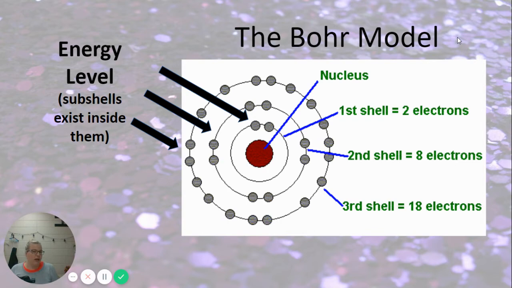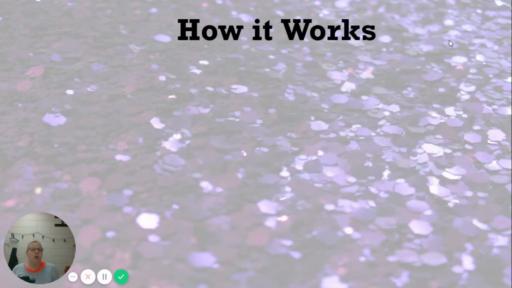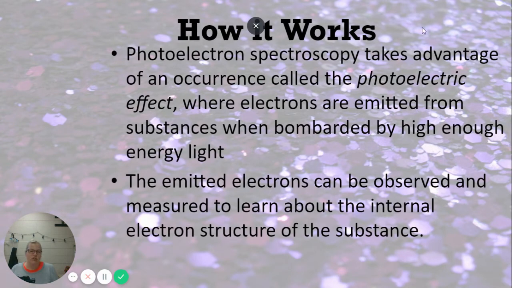Scientists theorized that those places exist, and they used a method called quantum mechanics to predict where those electrons were going to lie. Eventually, technology caught up with the theory, and they were able to use a technique called photoelectron spectroscopy to confirm that they exist. Photoelectron spectroscopy gives us an idea about the inner workings of the electrons in a given atom, and it takes advantage of an occurrence called the photoelectric effect.